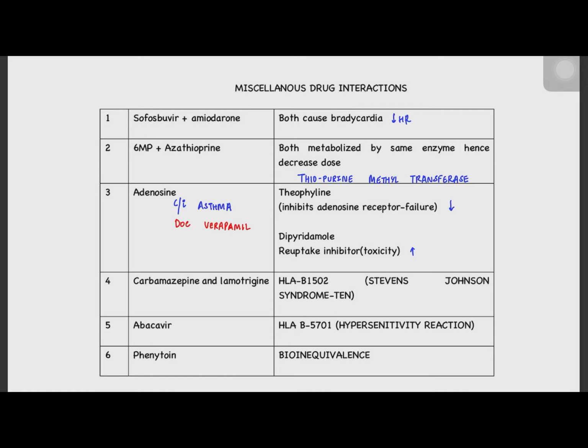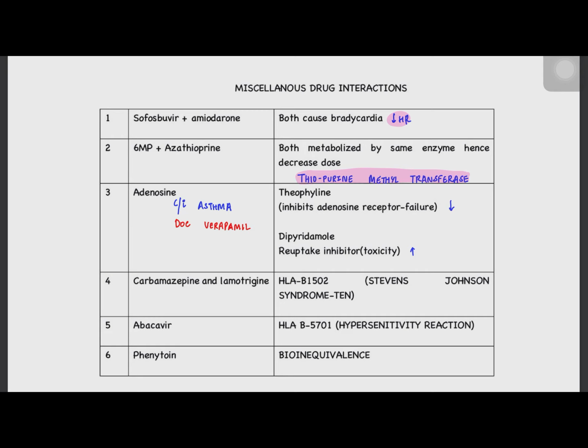So the first drug interaction is sofosbuvir and amiodarone. Sofosbuvir is used in your chronic hepatitis C patients and amiodarone itself is an antiarrhythmic. When you use them, both of them cause bradycardia, and due to combined bradycardia we avoid them together. The other point is 6-mercaptopurine and azathioprine. Both of them are metabolized by the same enzyme, thiopurine methyltransferase, and hence when you use them together, we decrease the dose.